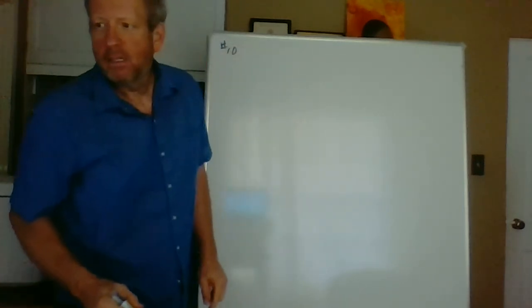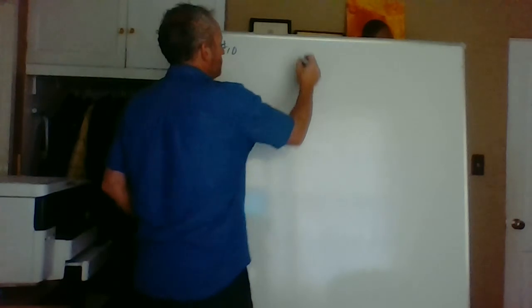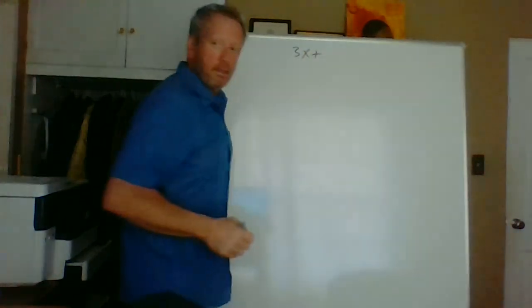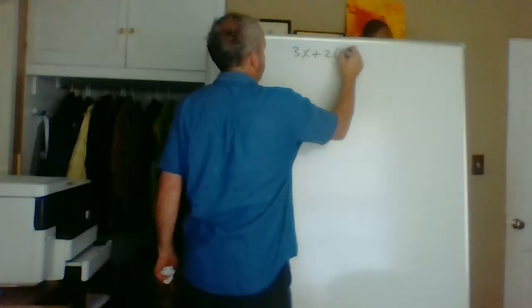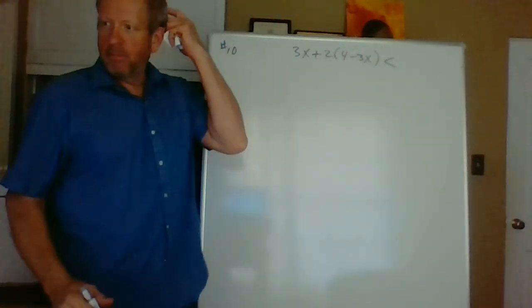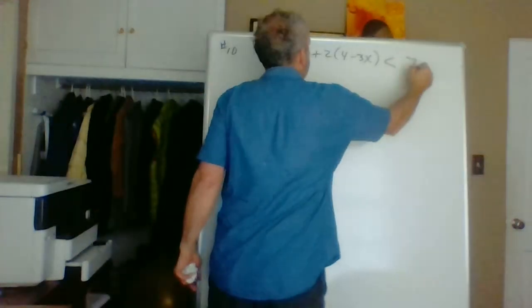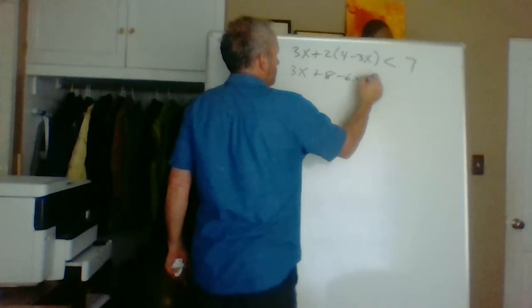Here's number 10. 3x, that's an inequality. Okay, 3x plus 2 times 4 minus 3x is less than something. 7. Okay. Let's multiply this out. 3x plus 8 minus 6x is less than 7.